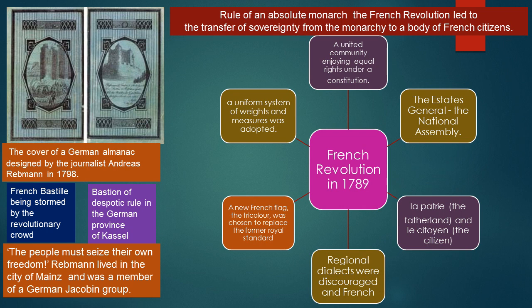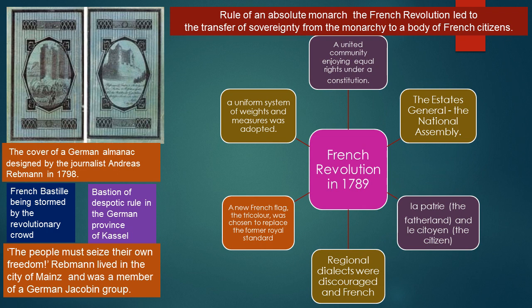Rebmann lived in the city of Mainz and was a member of a German Jacobin group. Now let us discuss how the French Revolution in 1789 led to the emergence of nations in Europe.